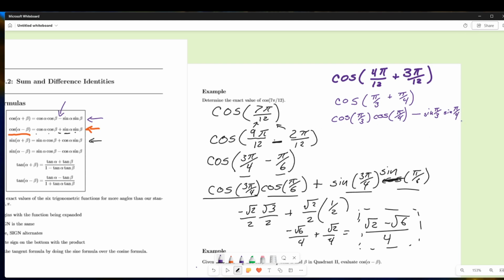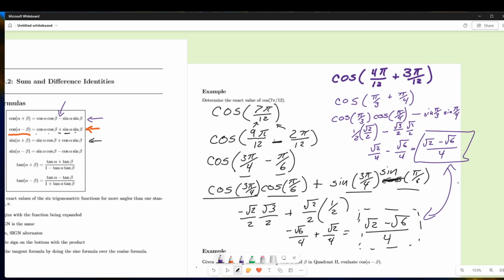Again, now we've turned it into something in terms of angles we know. Cosine of pi over 3 is 1/2. Cosine of pi over 4 is the square root of 2 over 2. Minus sine of pi over 3 is the square root of 3 over 2. Sine of pi over 4 is the square root of 2 over 2. Again, from your unit circle. So we get the square root of 2 over 4 minus the square root of 6 over 4. Again, common denominators occur naturally. So the square root of 2 minus the square root of 6 over 4. Which is the same answer, of course, that we've got down here.